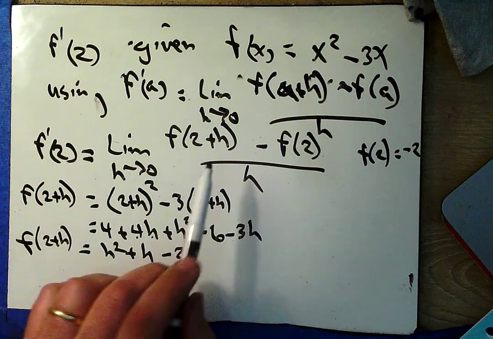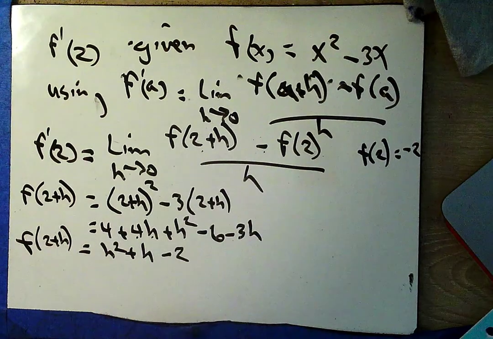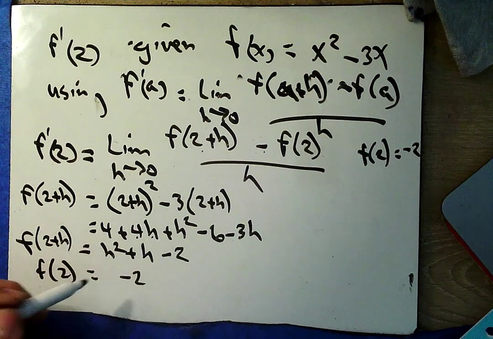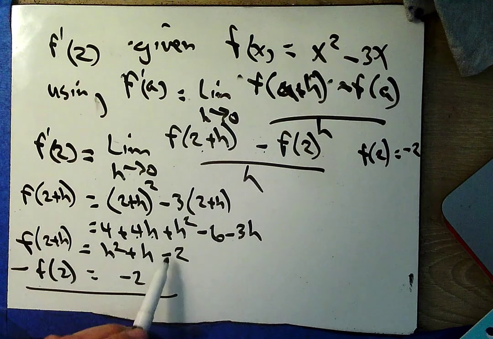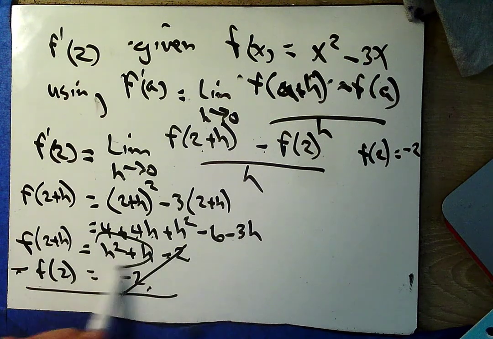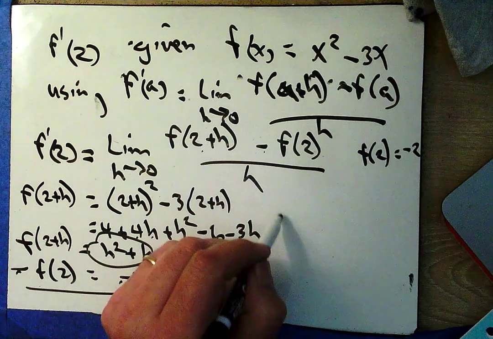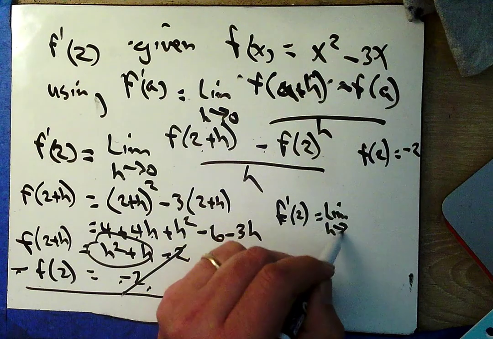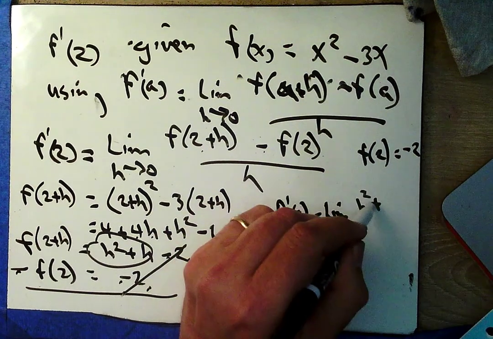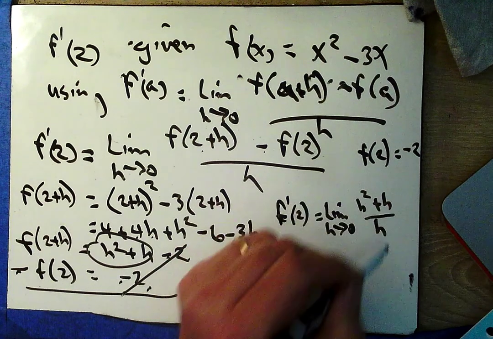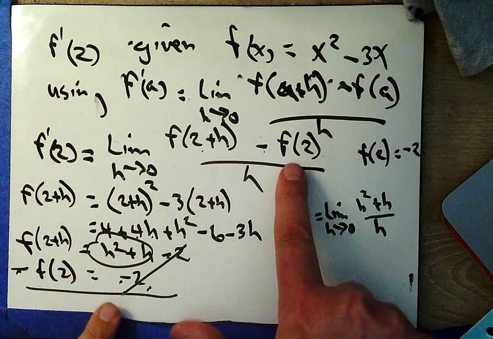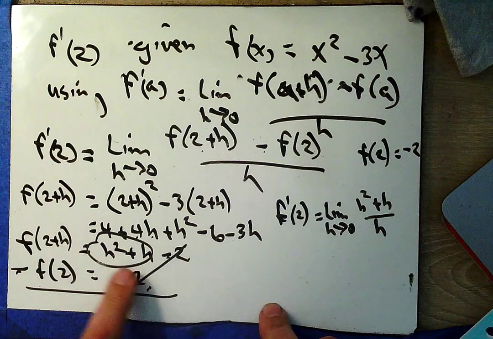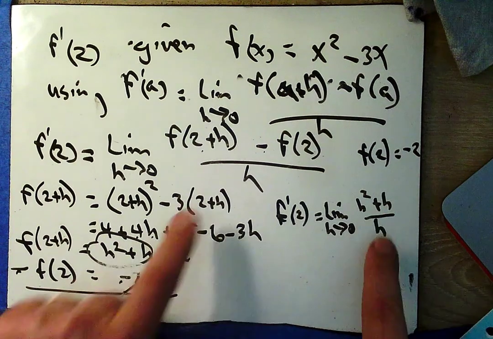So what do I need to do? I need to do f of 2 plus h minus f of 2. I need to take this and subtract negative 2 from it. Well, when I subtract here, minus 2 minus a minus 2, those cancel, and I'm just left with this on top. Okay, so now I've got f prime of 2 is the limit as h heads to 0 of h squared plus h all over h, right? Because f of 2 was this minus 2, f of 2 plus h was all this stuff. I subtracted them, and I was left with just here. And don't forget, it's all over h.